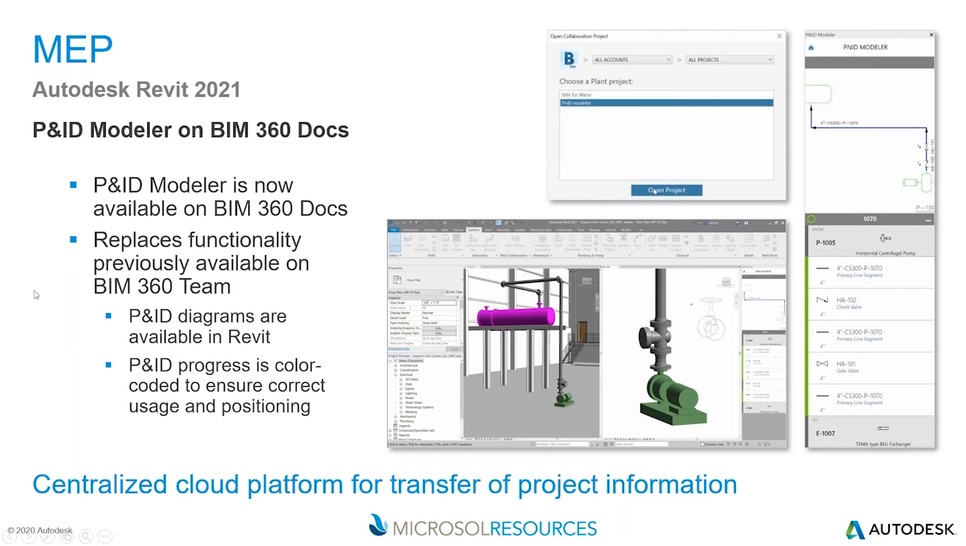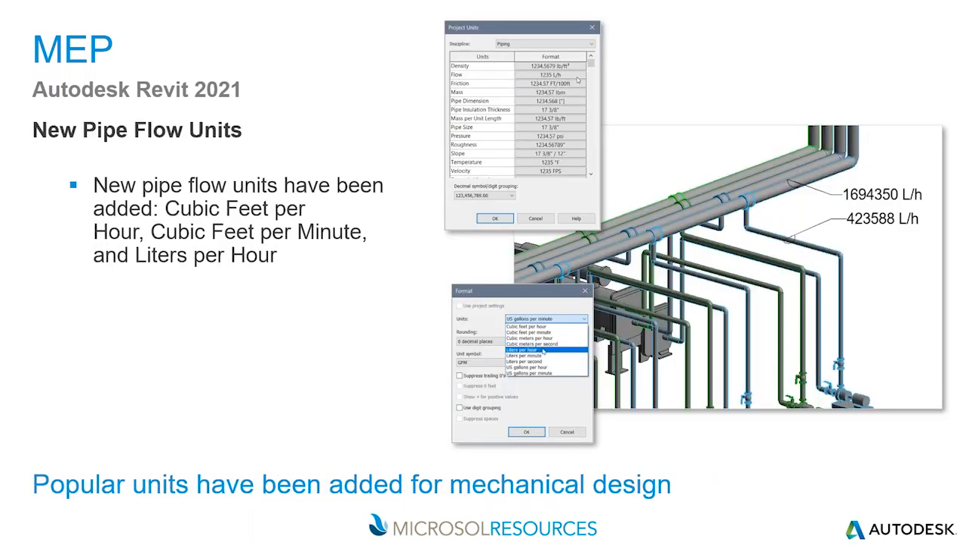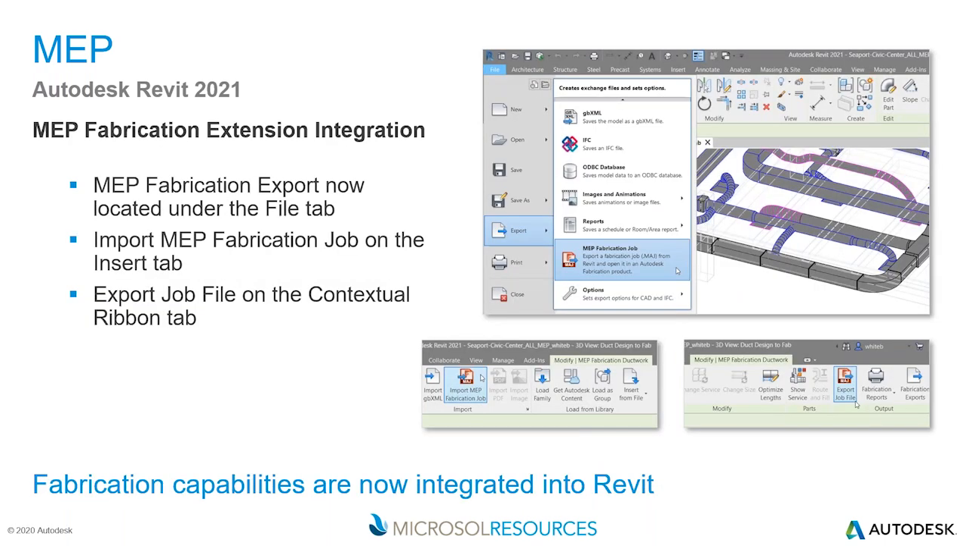P&ID, piping and instrumentation diagram. So it's a tool that's always been quite powerful and quite used in the industry. Now it's giving us the ability to add that information into Revit and to share it within BIM 360 Docs. More information about proper labeling, the ways that engineers want to see the flow units. So a lot of good enhancements for the engineers, both structural and mechanical, in this release.